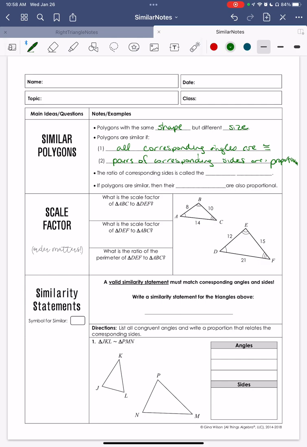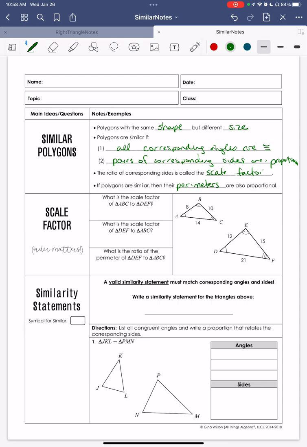All right, so the ratio of corresponding sides is called the scale factor. If polygons are similar, then their perimeters are also proportional. So here's an example. So we want to know what's the scale factor of triangle ABC to DEF.